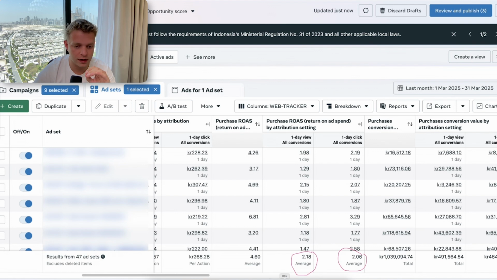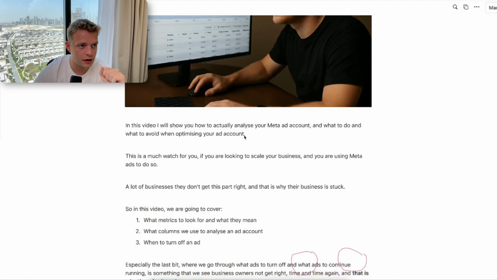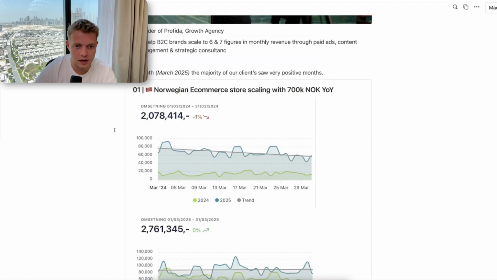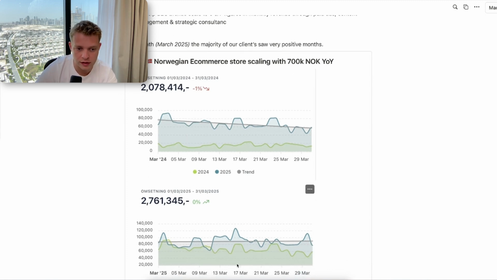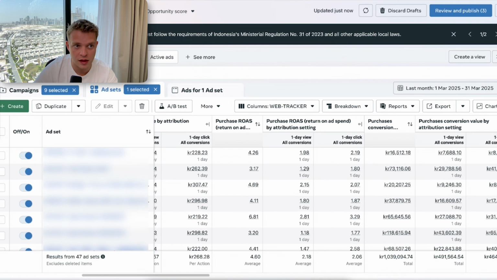And that's something that I showed you the results of in the beginning of this video as well, where you can see up here. Here is actually the account that I'm showing you right now, where in March 2024 they generated 2 million. Now they generated 2.7 million, and we spent the same amount of money, but it all came down to how we were optimizing the ads, what we were optimizing for, what data we were looking at.